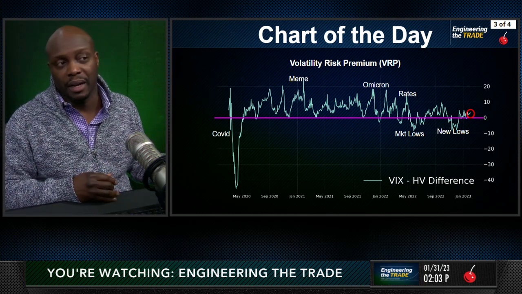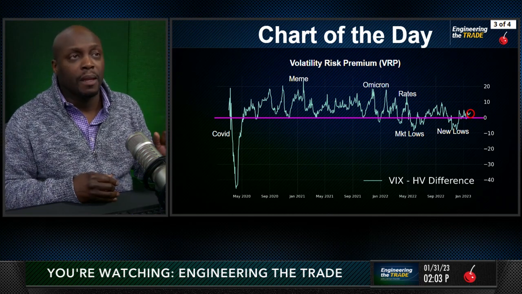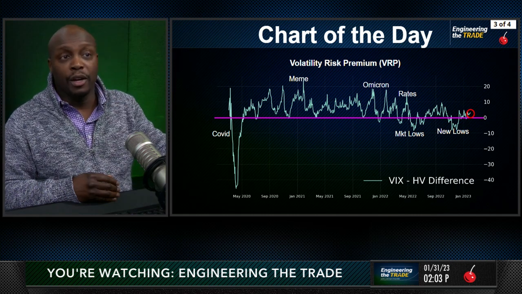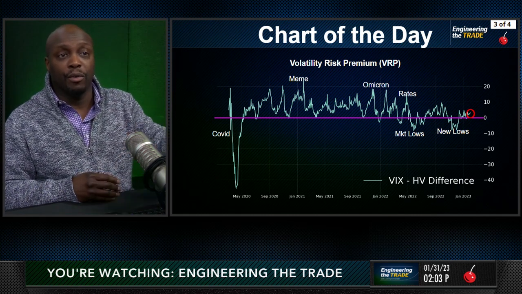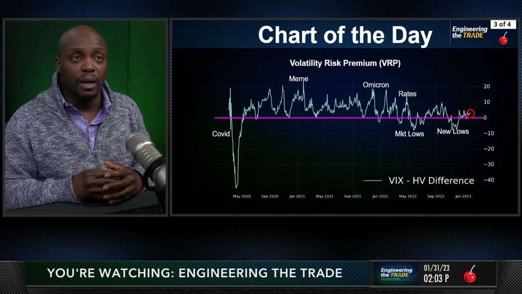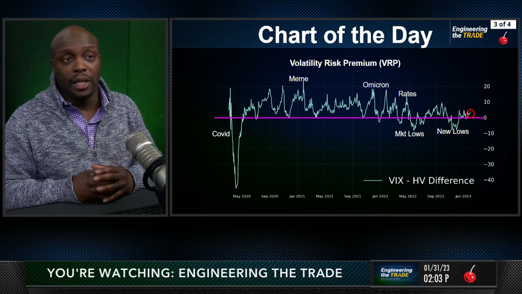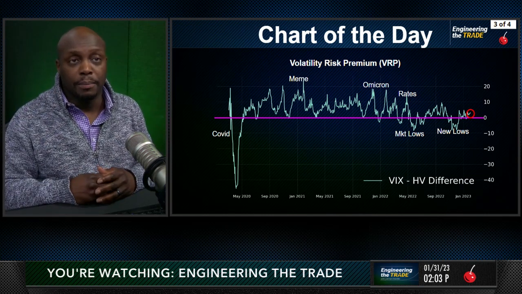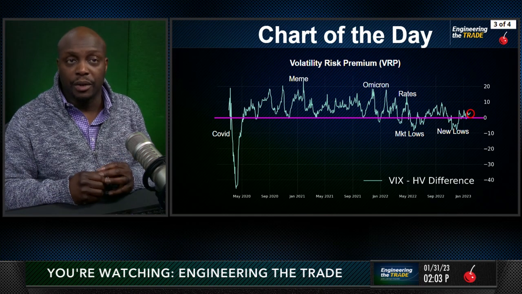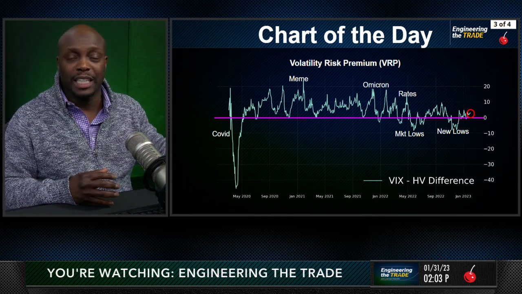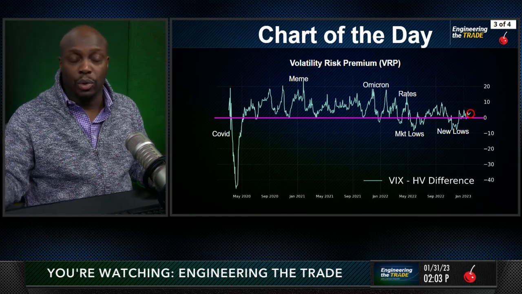I probably don't have everything, but you have COVID in there. You have the meme period where volatility was pretty elevated during January of 2021, if you remember. You have Omicron in November of 2021. You have the rates situation we just talked about in March of last year and also May. You have market lows in June of last year, and then market lows in November last year as well. So this is just a look at volatility risk premium, to look at the difference between expected volatility and historical volatility.